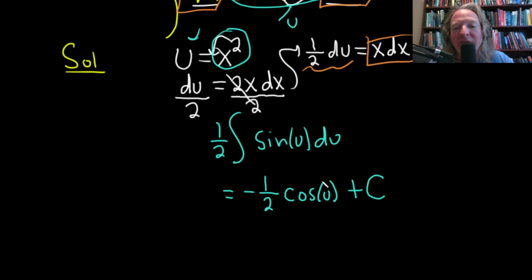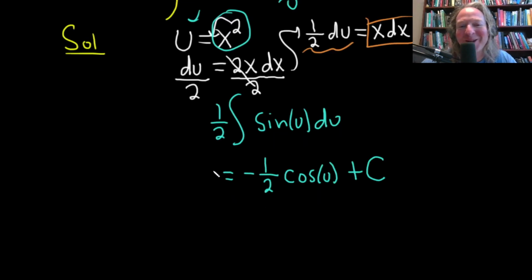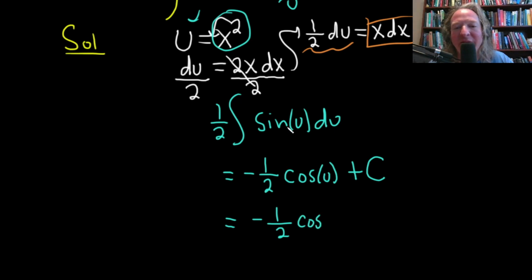And you can check this, right? The derivative of cosine is negative sine. There's already a negative here, so two negatives make a positive. And we're not done. We've got to go back to the original variable. So this is negative 1/2 cosine of, and then u is equal to x squared. So this is cosine of x squared plus our constant of integration, capital C.